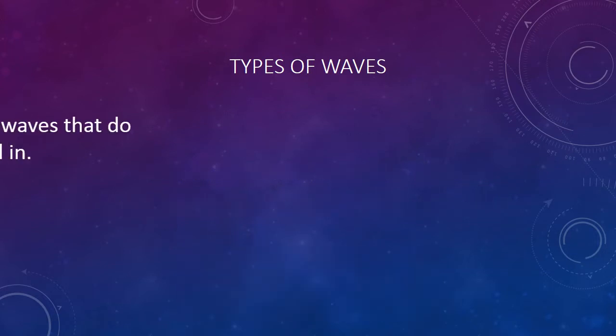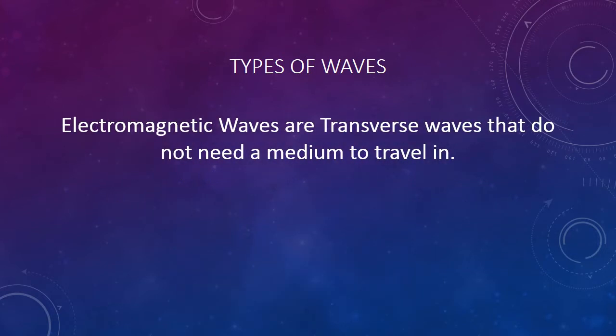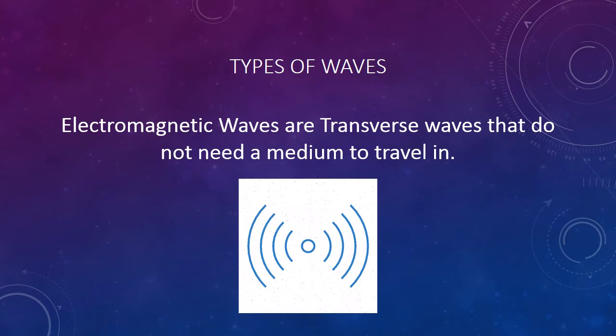Electromagnetic waves like light and radio waves are transverse waves. They are a special type of wave because they can travel in a vacuum. They don't require a medium to travel in. We're not going to discuss them in this course.